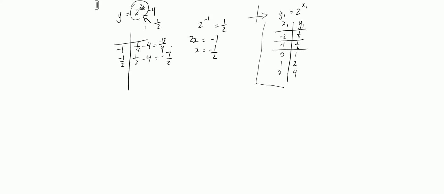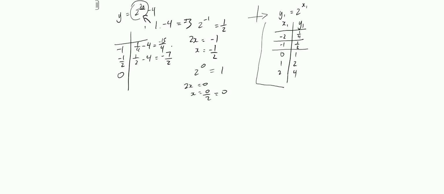Now let's try the last example. We see from the parent function 2 to the power of 0 is equal to 1, so if we set 2 to the power of 2x is equal to 2 to the power of 0, we get x is equal to 0, and what this means is when x is equal to 0, 2 to the power of 2x is equal to 2 to the power of 0, which from the parent function is equal to 1, and thus the y value is equal to 1 minus 4, which is equal to negative 3.